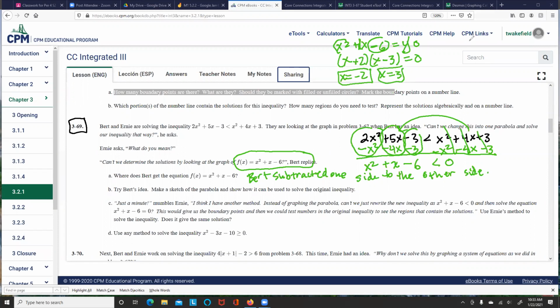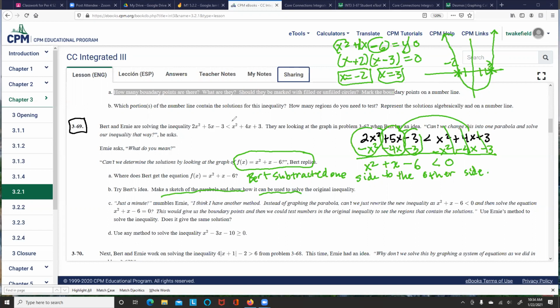Okay, if we were to graph that, negative 2 would be right here. That would be an x-intercept. And positive 3 would be right there. That would be another x-intercept. And this parabola is going up. I don't know where the vertex is, but we could find it if we needed to, but I don't really need to right now. That's like the graph of the parabola. Okay. So make a sketch of the parabola and show how it can be used to solve the original inequality.